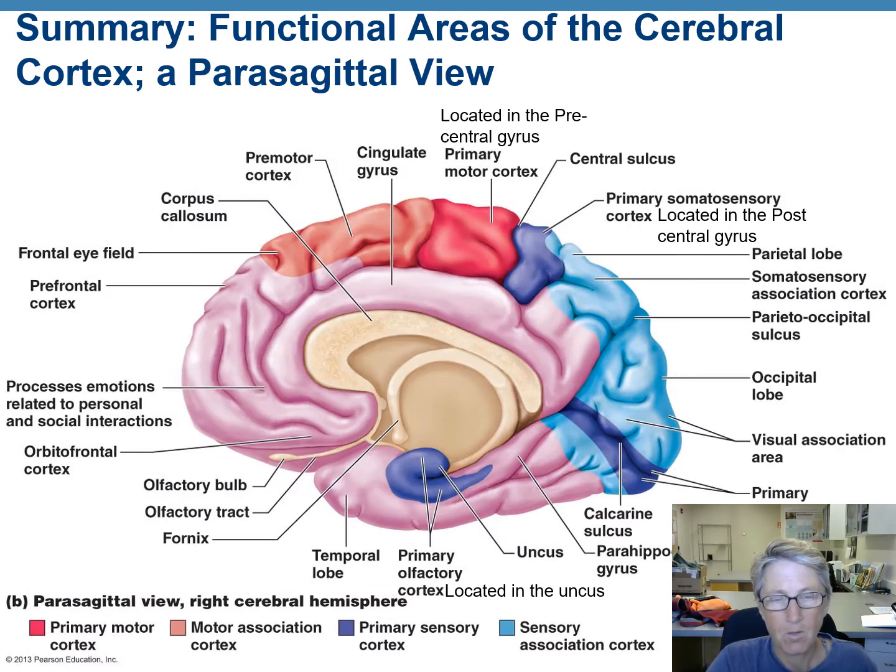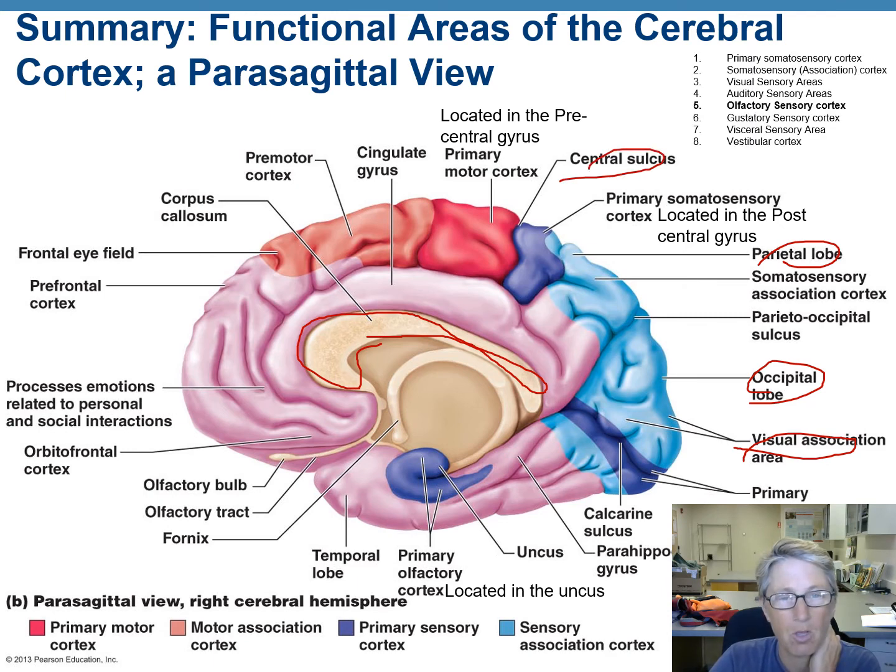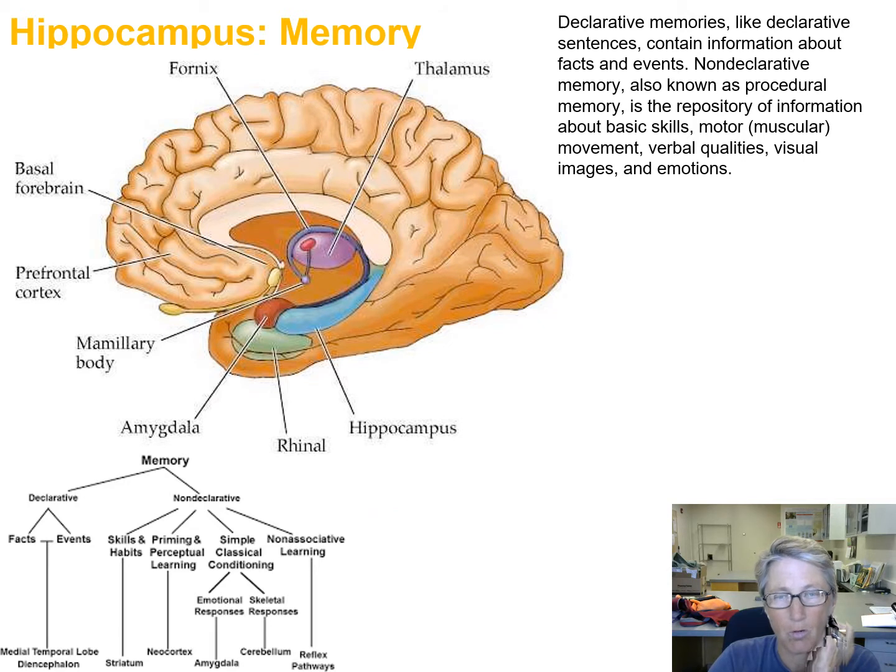This would be a sagittal section through the brain to show you all the parts that we've talked about and that we haven't talked about. For example, we didn't talk about this corpus callosum that links the right and left hemispheres together through tracts. We'll talk about that in another lecture. But we did talk about the visual association area, the occipital lobe, the parietal lobe, the central sulcus. So a lot of these we have talked about. So you can look at that as a sagittal section of the brain.